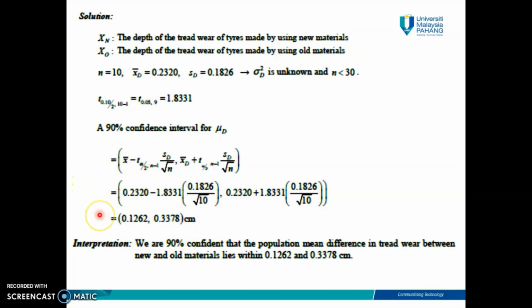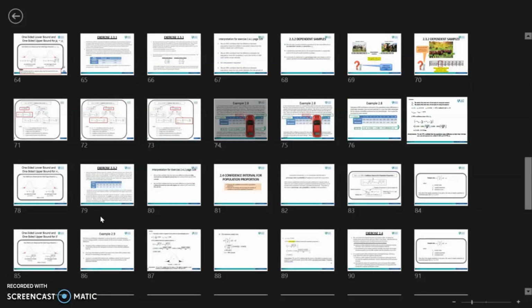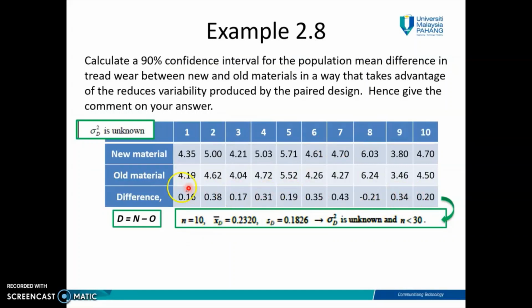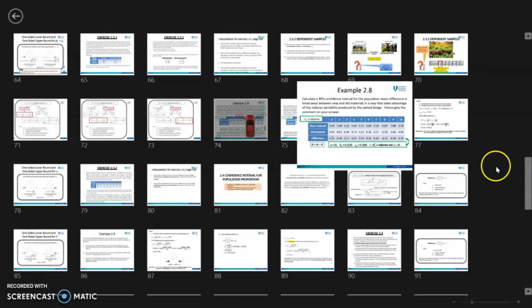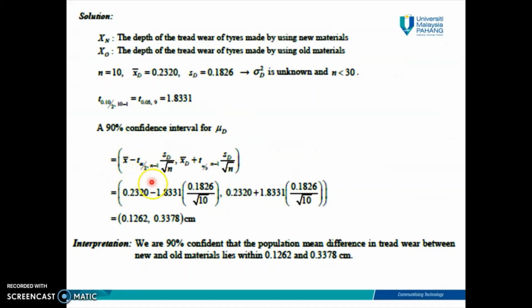The one new thing that you learn here is that to find the sample mean and sample standard deviation, you guys need to first calculate the differences between the data set. So this is your new learning point from this video. Then just substitute the value into the formula accordingly. Interpretation: we are 90% confident that the population mean difference in wear between new and old materials lies within 0.1262 and 0.3378 centimeters. It's as easy as that.